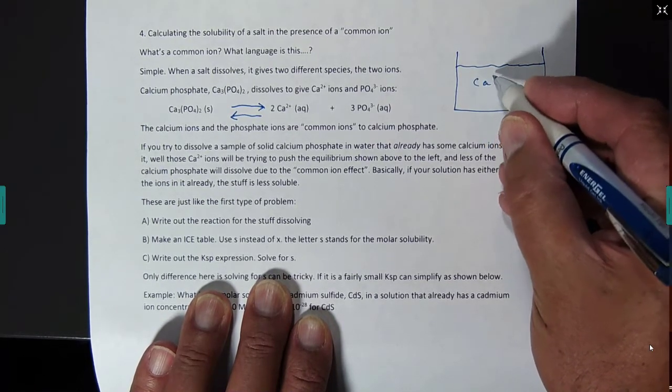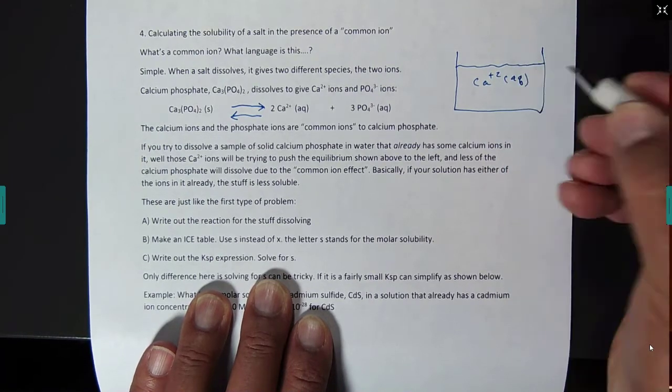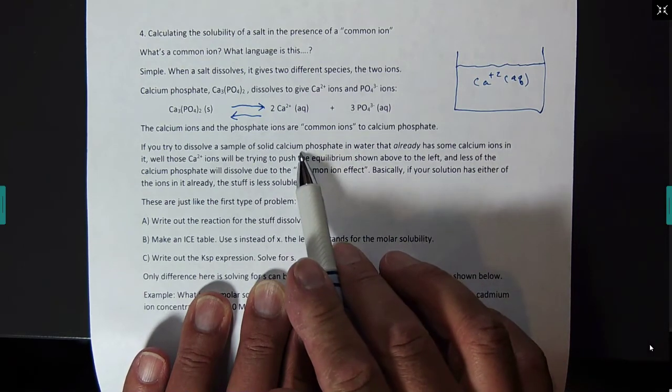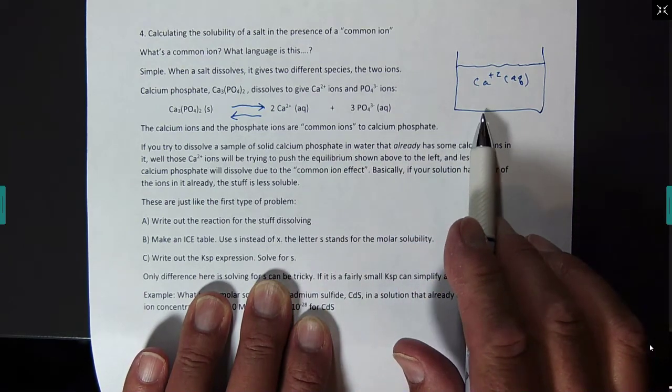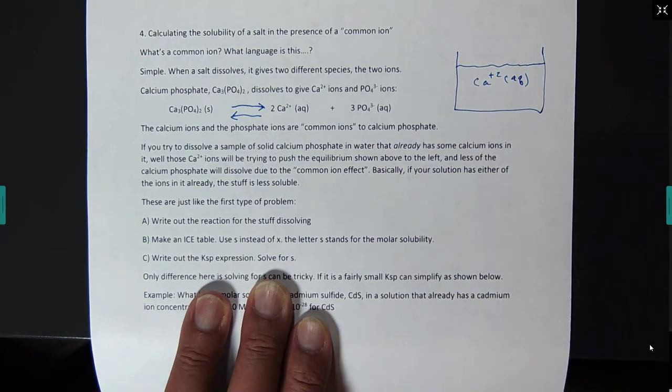So it already has some aqueous calcium ions in there. And I try to dissolve my calcium phosphate in here. It's not going to dissolve as well as it would dissolve in straight water. Why is this? Oh, it's Le Chatelier's principle.